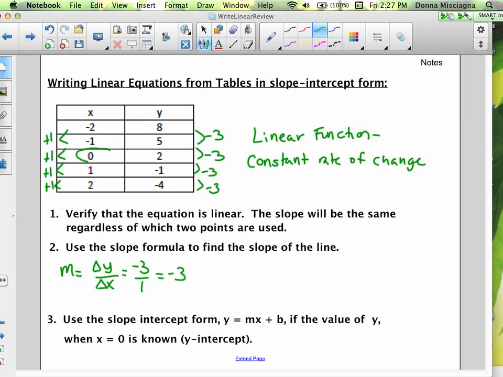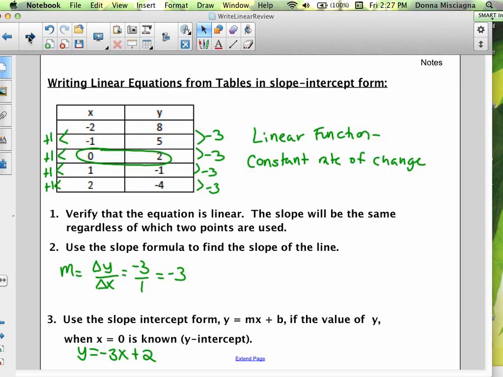And here we are given the y-intercept. The value of y when x is 0 is 2. So the equation in slope-intercept form is going to be y equals negative 3x plus 2. And that's all there is to this problem. Let's look at the next problem.